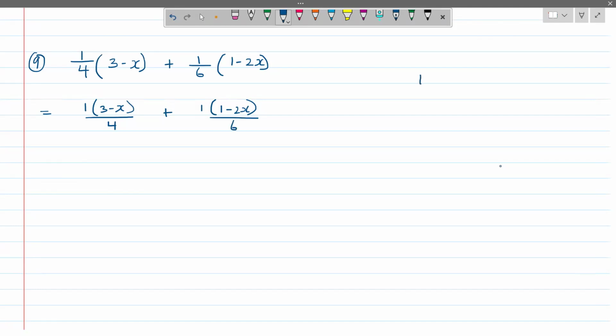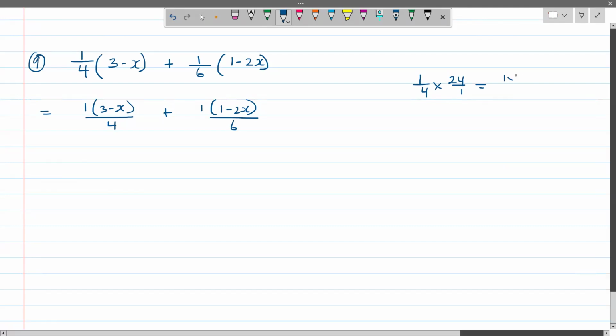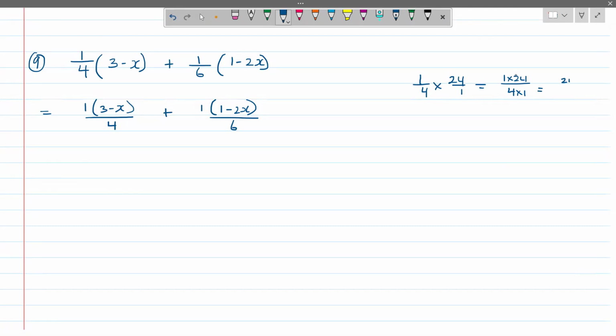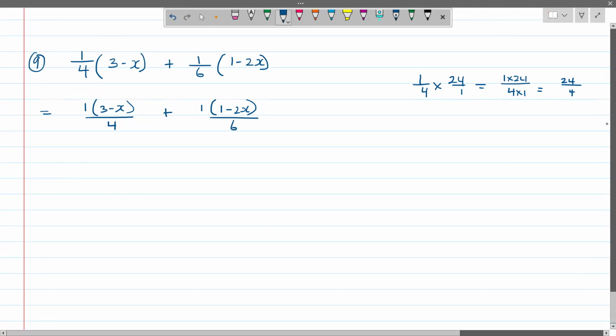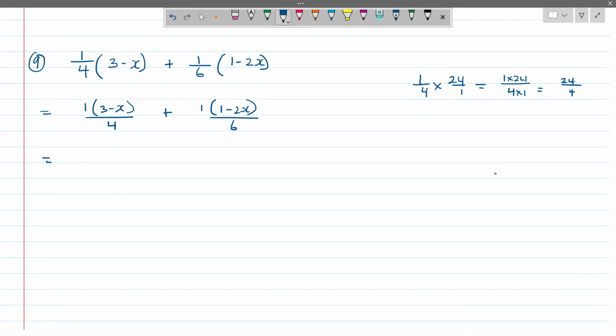Think about it. If I had 1 over 4 multiplied by 24, I know we'd cancel something, right? But what you're really doing is you write 1 by 24 over 4 by 1. We usually do these steps in our head. And you get 24 over 4, right? So you want to stick to that same principle. So doing that means that 1 by the brackets here is going to give us 3 minus x over 4. And then we're going to get 1 minus 2x over 6. And then we're back to something very similar to what we did before, that we are accustomed to.